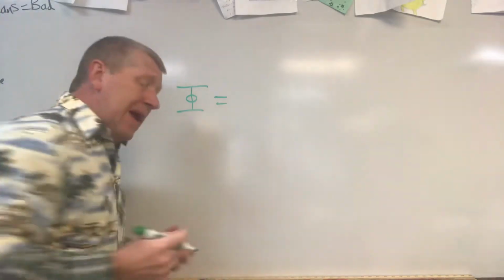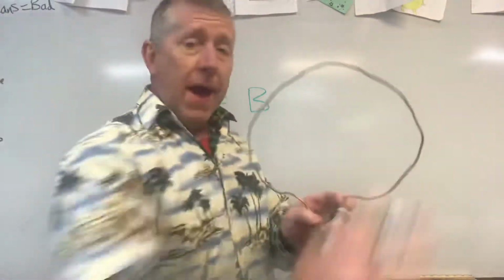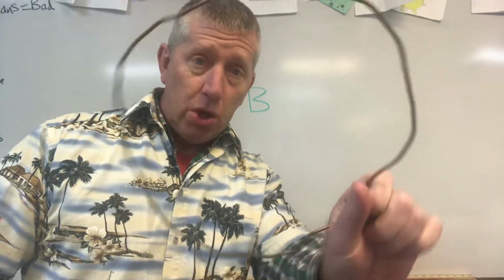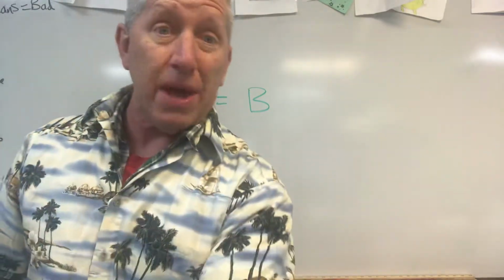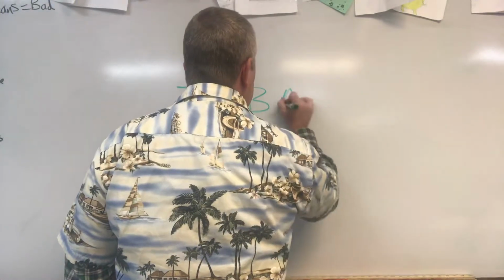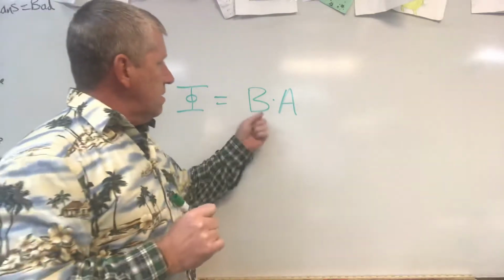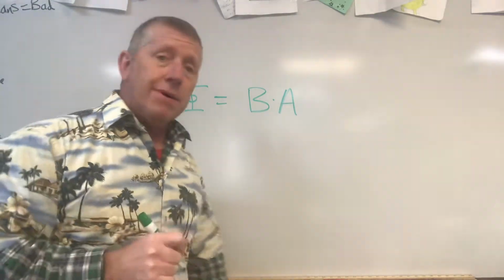Now, flux is the amount of field. It's got to have field in it, right? And we all remember that B represents field. And we have to have it going through an area of wire, like a circle of wire or a square of wire, whatever shape makes you happy. So that area, there we go. That is flux. Flux is strength of the field going through an area of wire.